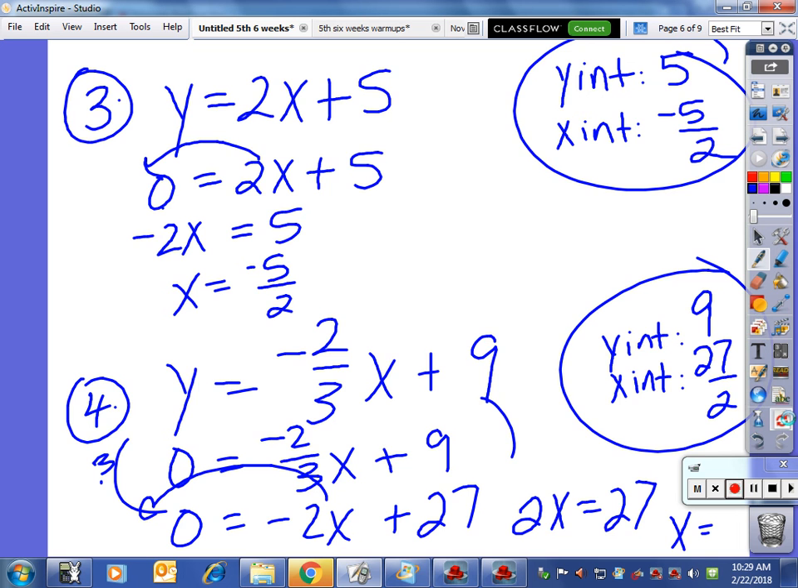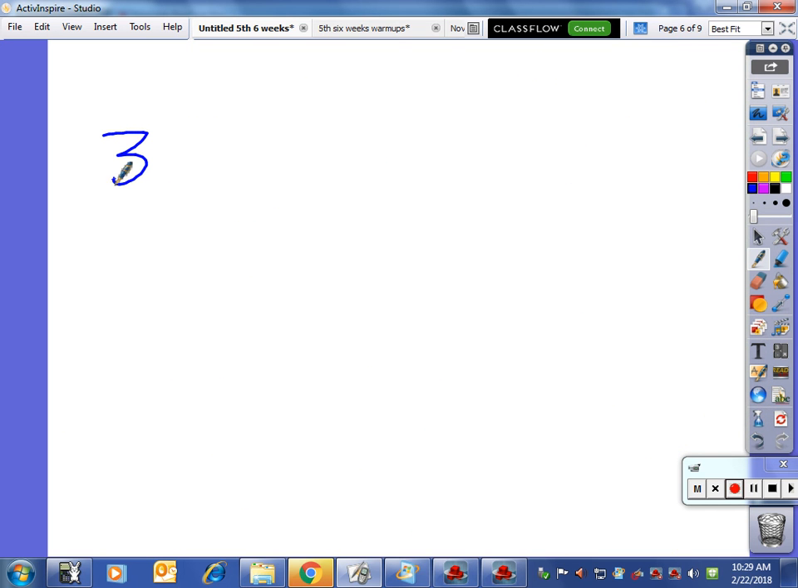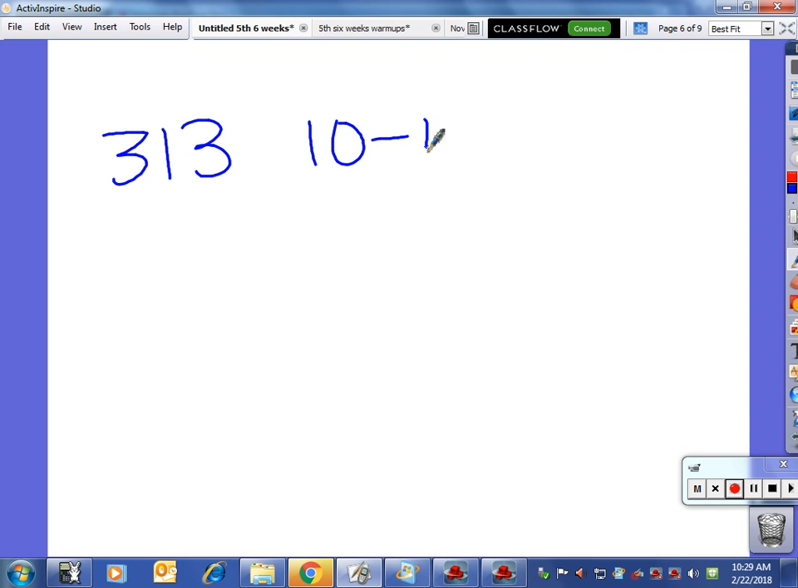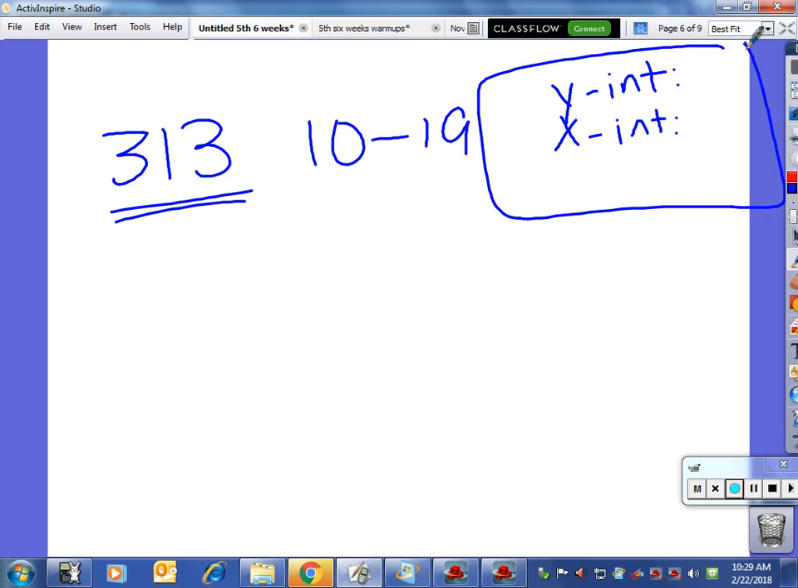So the two things you should bring back to me tomorrow: page 313, 10 to 19. Please ignore the directions. All of those are in slope-intercept form. I think the directions might say something about graphing them. Don't even worry about graphing them. I want you to label and tell me the x and y intercepts. Make sure you label it and tell me both numbers.